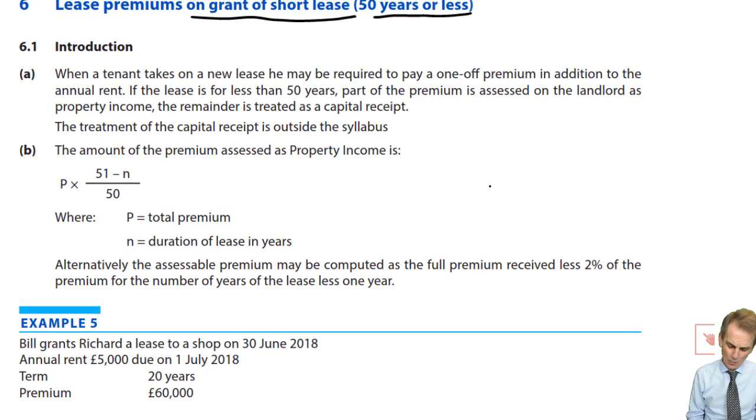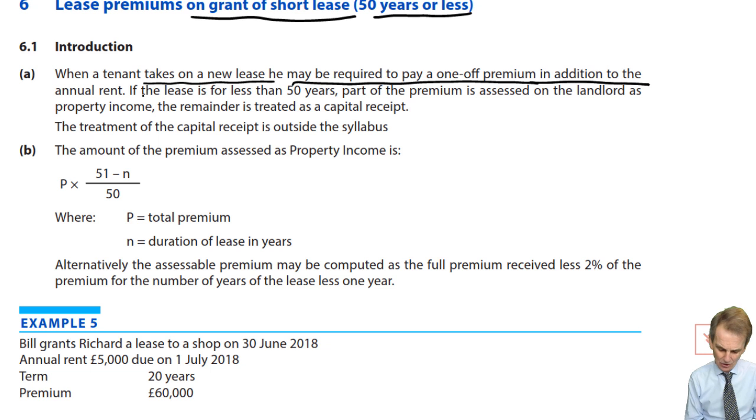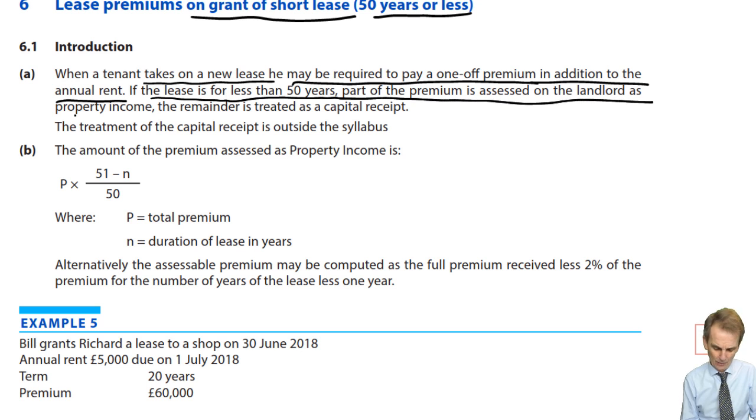Okay, so when a tenant takes on a new lease, the lessee, the tenant may be required to pay a one-off premium in addition to any annual rent, which will be treated in our same normal way of a rent received basis. If the lease is for less than 50 years, part of the premium is assessed on the landlord as property income. The remainder, as we said, is treated as a capital receipt, but that's outside the syllabus. So all we need to know is what bit is treated as income.